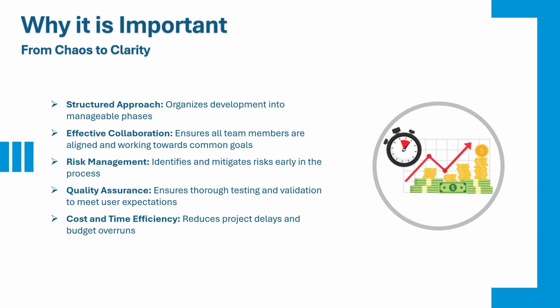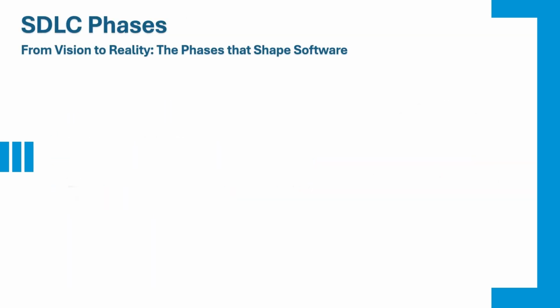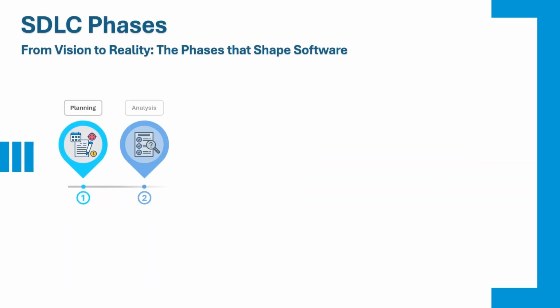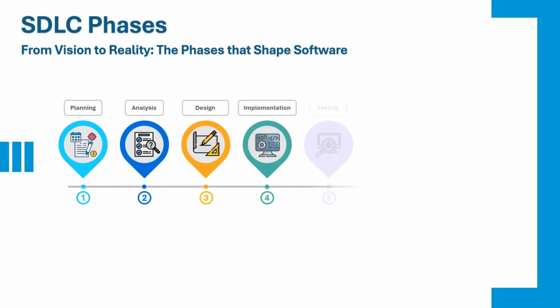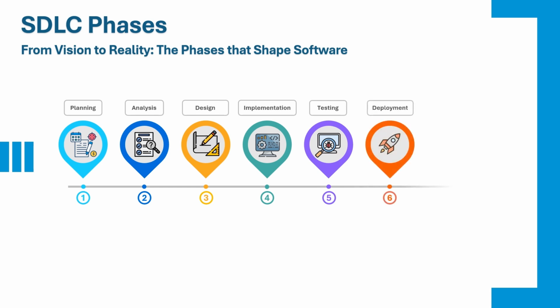The SDLC is divided into several phases, each designed to tackle specific aspects of software development. In the software development lifecycle, each phase builds on the last, transforming ideas into fully functional software. From initial planning to deploying and maintaining the final product, every step is essential to delivering high-quality solutions that meet users' needs and business goals.